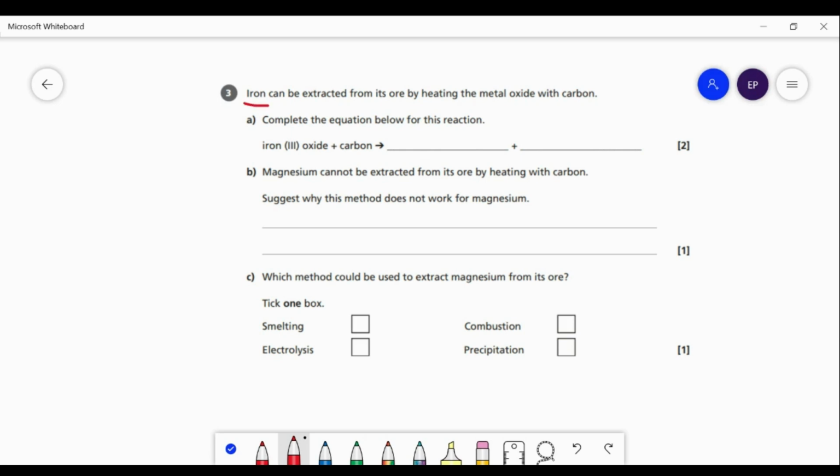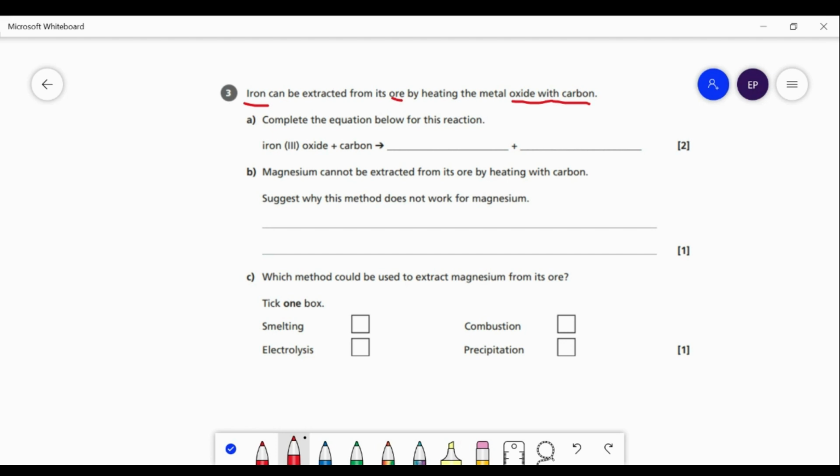Iron can be extracted from its ore by heating the metal oxide with carbon. A. Complete the equation below for this reaction. We've got iron 3 oxide plus carbon makes, and then we've got a space for 2 answers. Now we can see that this is a word equation. So we're going to need to write the products as words rather than formula because we don't want to mix between words and formulas in one equation.